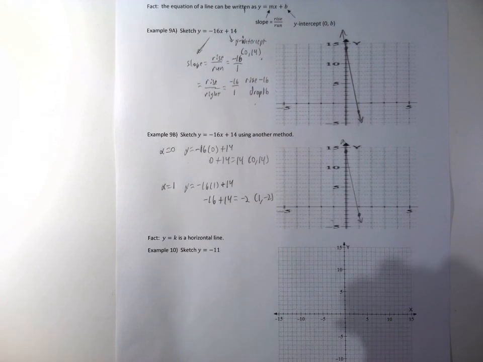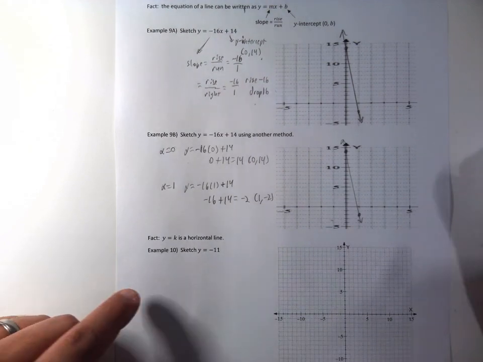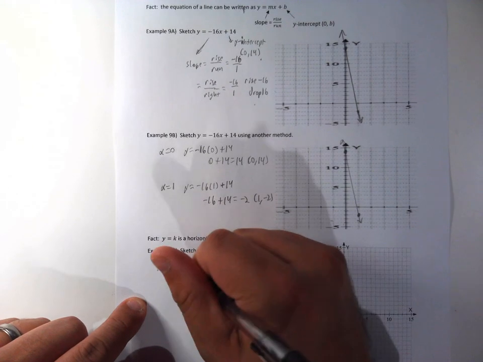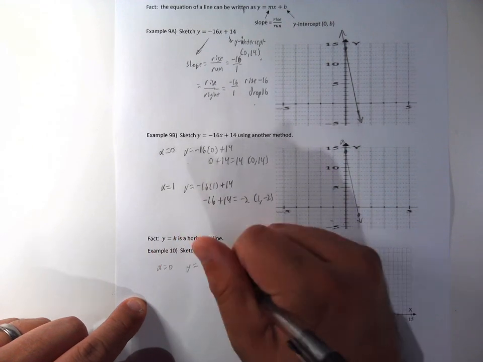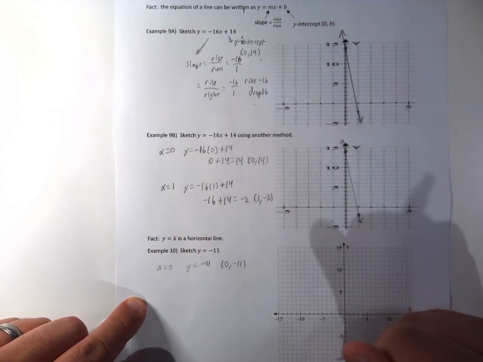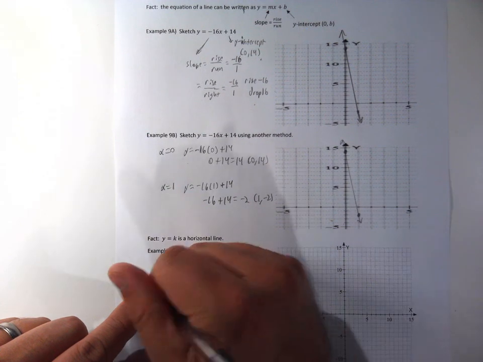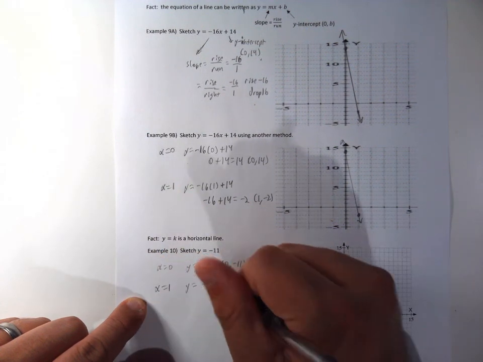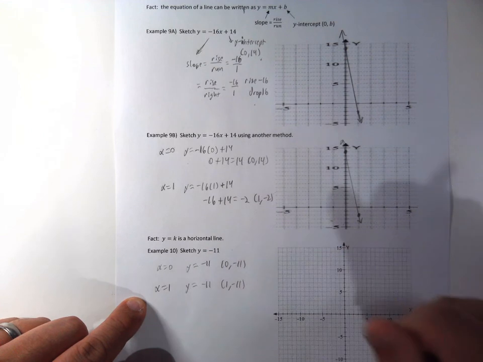Finally, sketch the horizontal line y equals negative 11. So if x equals 0, y equals negative 11. So 0, negative 11. If x equals 1, y still equals negative 11. So that would be 1, negative 11.